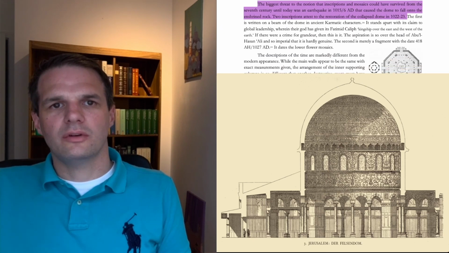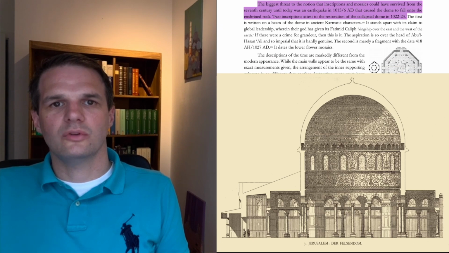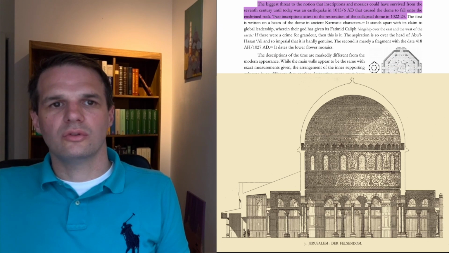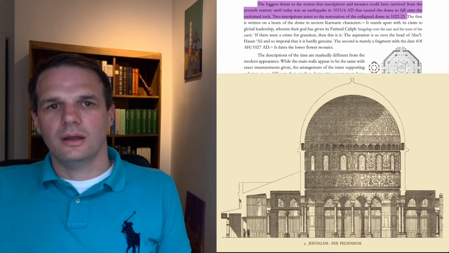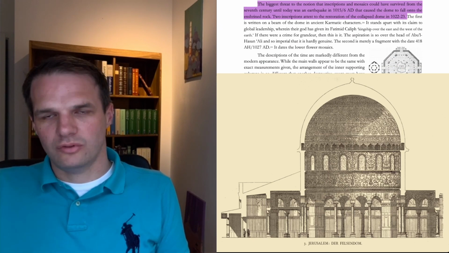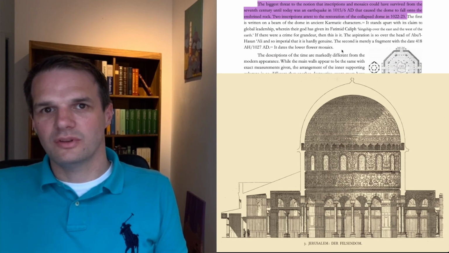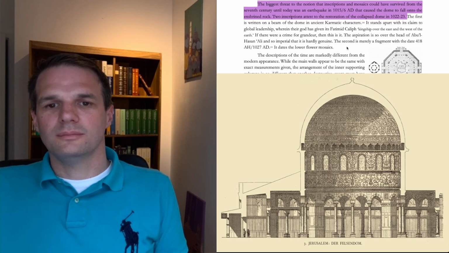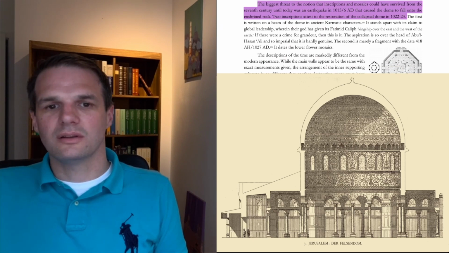So the biggest threat to the notion that inscriptions and mosaics could have survived from the 7th century until today was an earthquake in 1015 that caused the dome to fall onto the enshrined rock. Two inscriptions attest to the restoration of the collapsed dome in 1022. Yes, there was damage, but he makes it sound like the whole thing collapsed. He says collapsed and fell onto the rock. That's not what happened. Yes, there was damage, and yes, it was repaired.